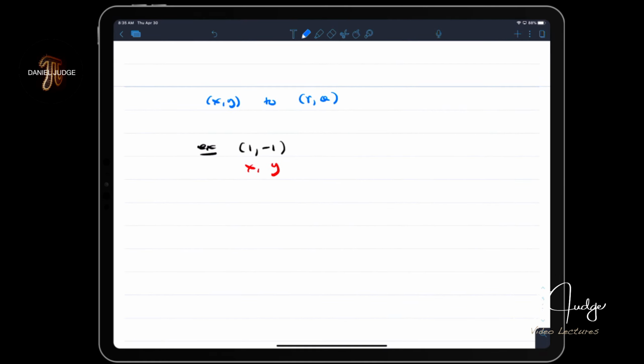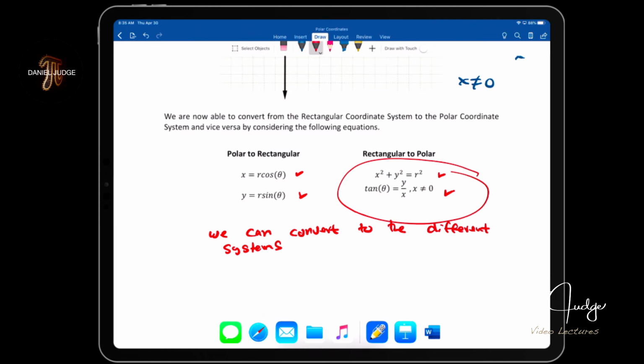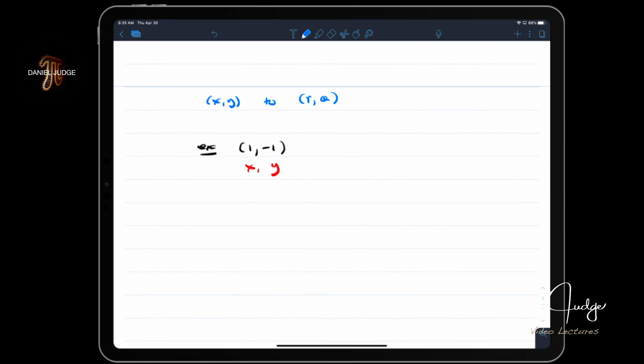And if you look at my notes here, we have the Pythagorean theorem and the definition of tangent. And that's from rectangular to polar. So you might write that down and say, I have x squared plus y squared is r squared. And then I have tangent theta is y over x.